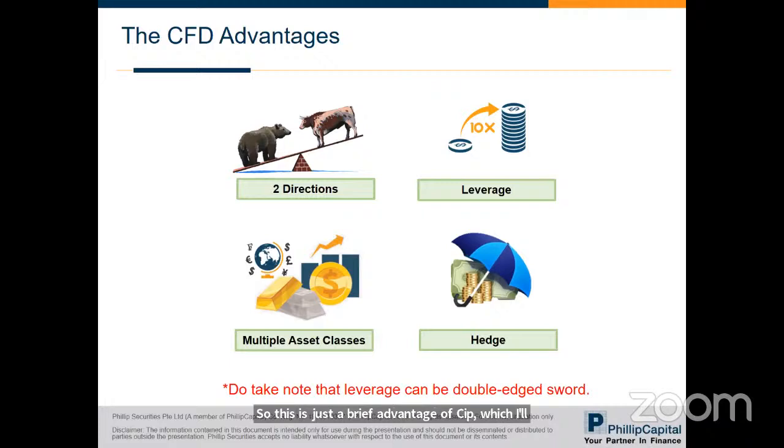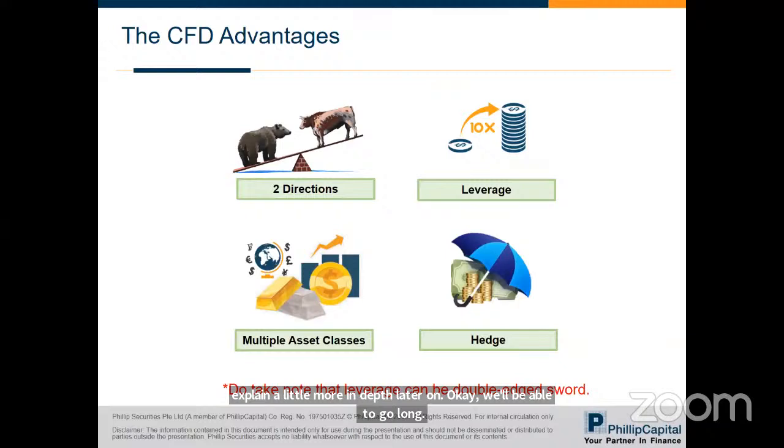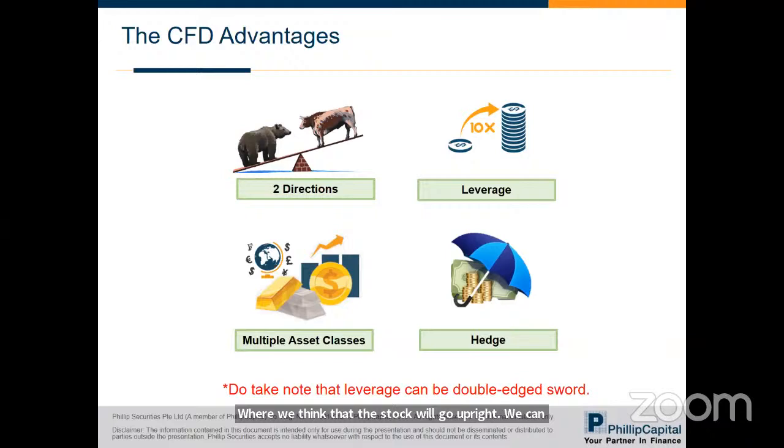We'll be able to go long and short. When we think the stock will go up, we can buy, and when we think it's going down, we can short it. We are not restricted by any market direction and can profit in both rising and falling markets. The next advantage is leverage. We can use lesser money to own more contracts, unlike stocks, where we have to pay the full price for the stock.